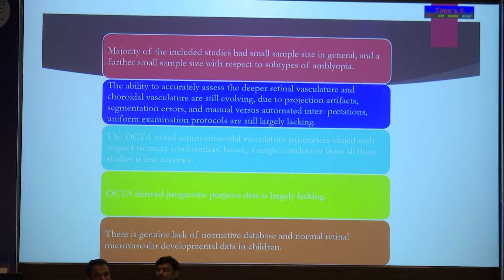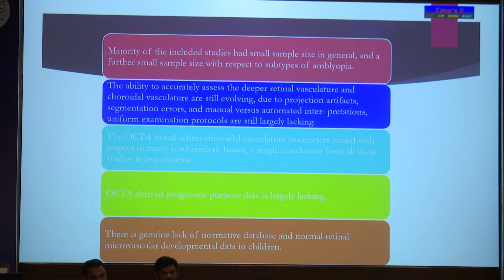Other lacunae include that most of the studies had a smaller sample size, and if we segregate them into different kinds of amblyopes, it gets further smaller, and we cannot use it for a larger population. The ability to accurately assess the deeper retinal vasculature and choroidal vasculature is still evolving. OCTA is again in its early phases. Maybe in the next 5-6 years it will evolve further, and we will be able to see more clearly.